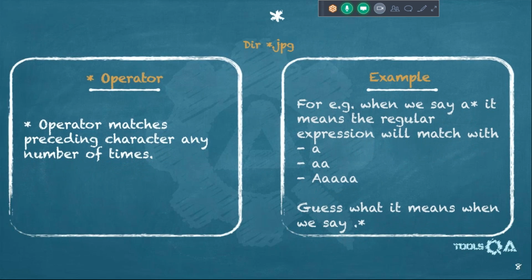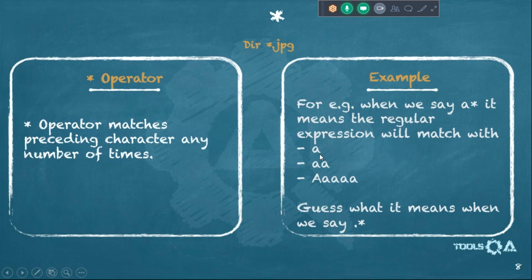Now, the asterisk operator. The asterisk operator matches the preceding character any number of times, 0 or any number of times. What it means is that, let's say you have three string values, which are A, double A, and AAA, a continuous string of A's. If you want to create a regular expression which matches all three, all you have to do is use dot asterisk, which means dot is any character and asterisk means any number of times, 0 or more.